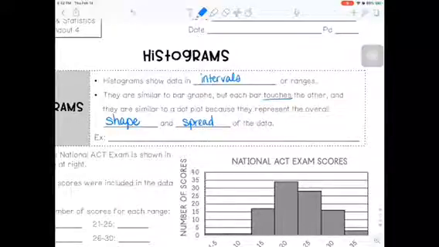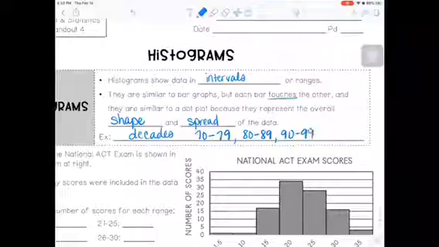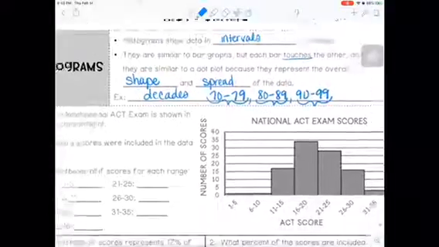Some examples, if you're talking about decades. In other words, in the 70s, that would be from 1970 all the way up to 79. Then the 80s would be from 80 to 89. The 90s, 90 to 99. And you can tell that it's the exact same number of years in each of the intervals. So your intervals will have the exact same number in each.